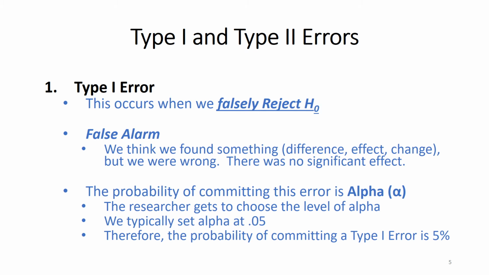The nice thing about a type 1 error is we as researchers have control over it because the probability of committing this error is alpha. And we've seen alpha in our hypothesis testing. As researchers, we get to set alpha at whatever level we want. The typical level is 0.05. Therefore, the probability of committing a type 1 error is 5%. Next slide.